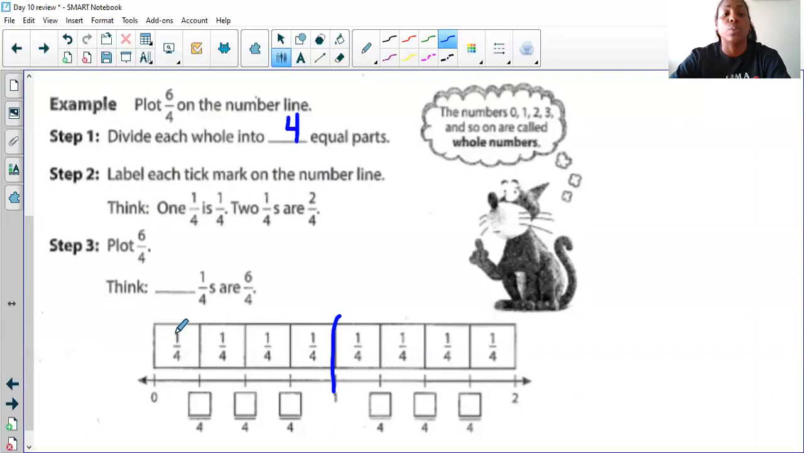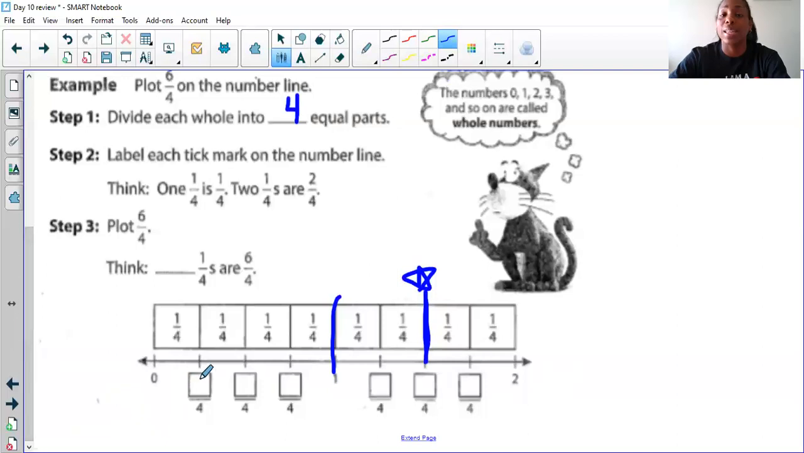So plot 6/4. So let's count. So we got 1, 2, 3, 4 1/4. But I want to get to 6/4. So how many more do you think I should add? 2 more. So 5, 6 2/4 right here. So that's where my 6/4 would be located, right there, because I counted 6/4. And then I would go to the one that's at the end. If we take a look right here, we can label this easily.